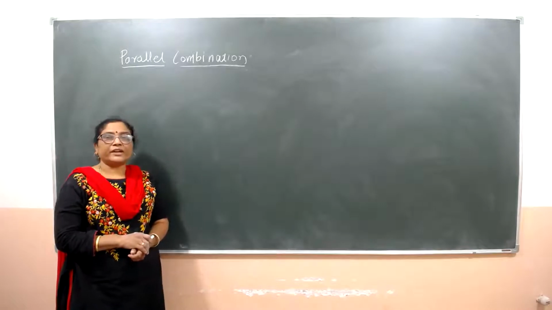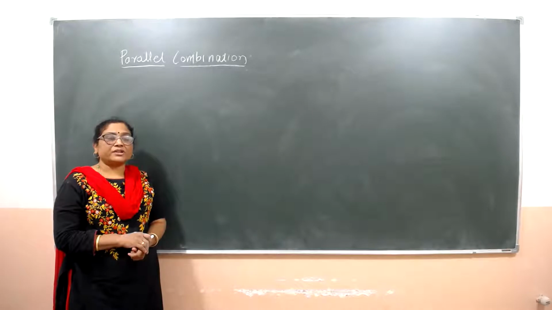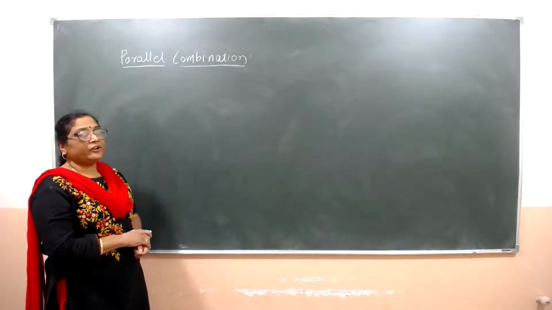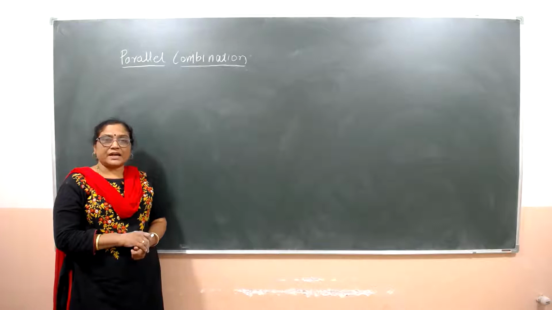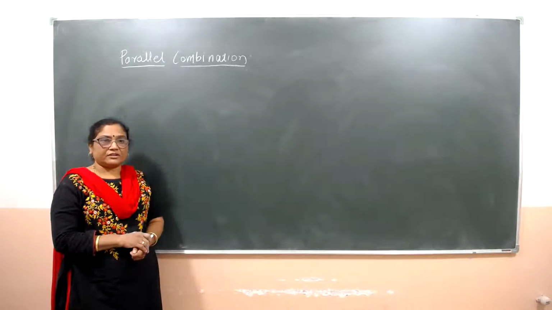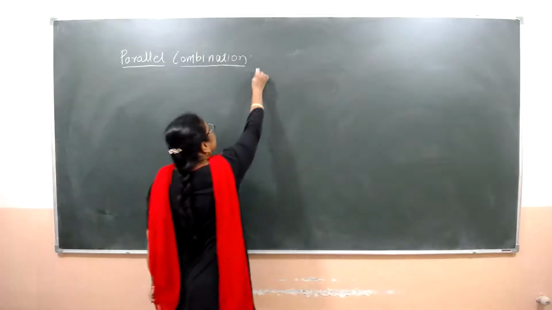Today we study the parallel combination. When the number of resistors are connected end to end, that combination is known as a series. And when the number of resistors are connected across each other, that is known as a parallel combination.